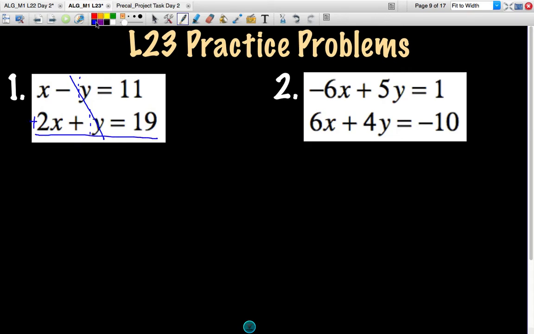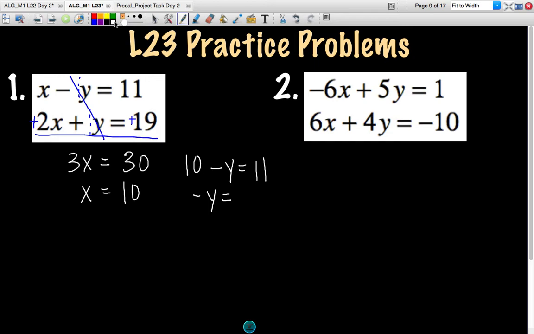This would be x plus 2x, so that's 3x equals 11 plus 19 is 30. Divide by 3 on both sides, x equals 10. Now I'm going to plug 10 in to either equation to solve for y. So I've got x, so 10 minus y equals 11. I subtract 10 on both sides, so negative y equals 1. Now I need to divide by negative 1 to make that variable positive, so y equals negative 1. So my solution would be x, so 10 comma negative 1.